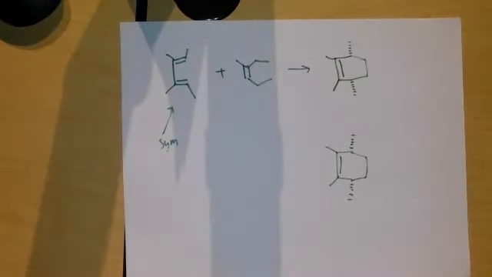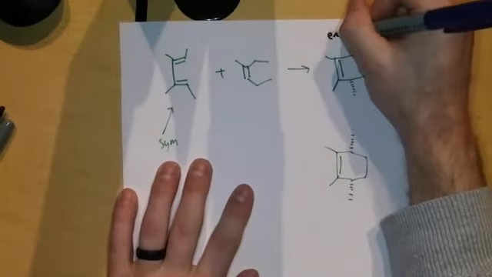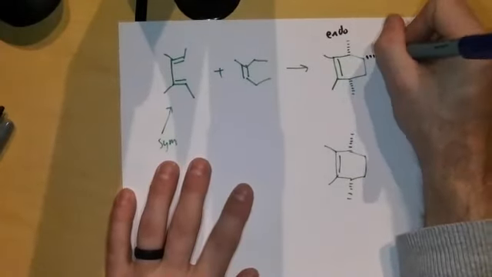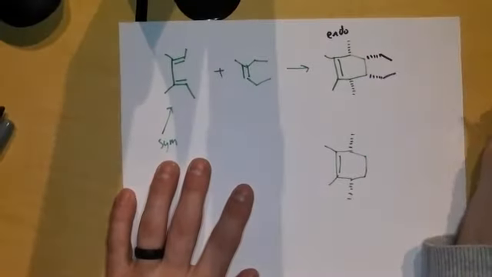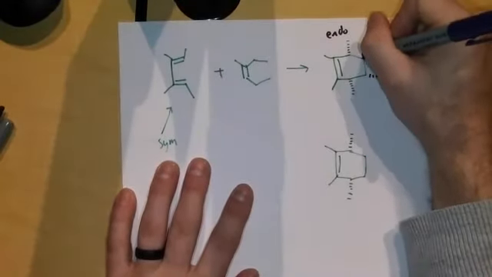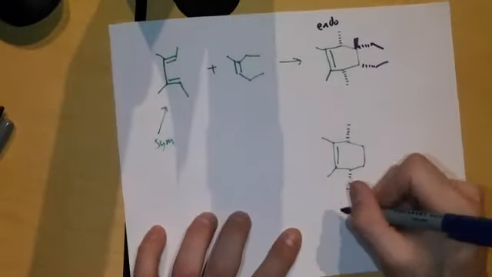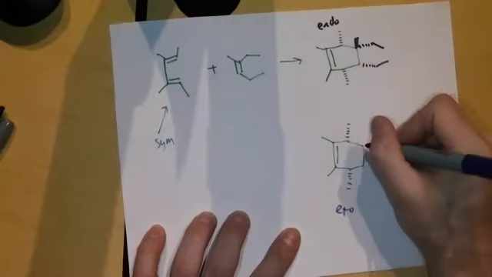If you have multiple groups, it's kind of just the bigger one trumps it. So really, you want your biggest group to be in the away position. So our endo for this is going to be where these big ethyl groups are dashes. The CH3 is on the wedge. Exo will be the opposite.